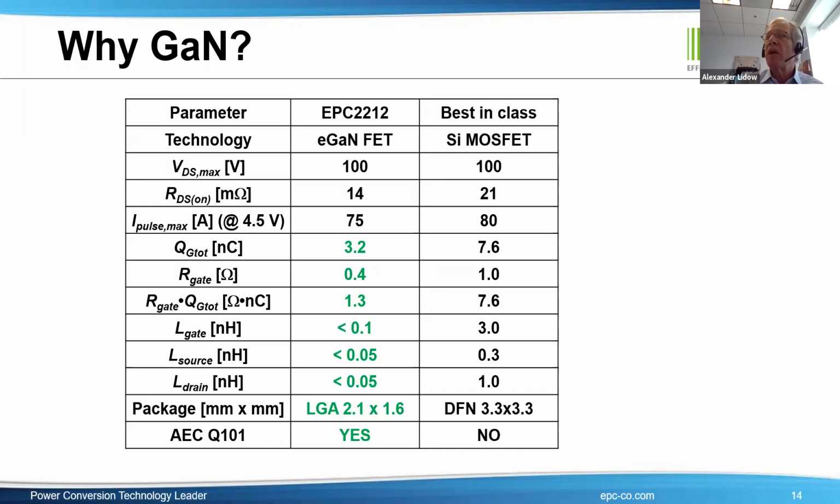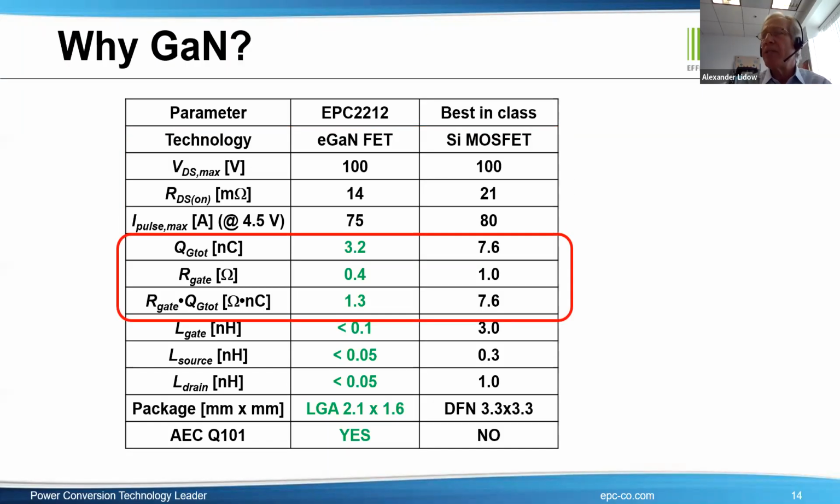So here's a comparison. The alternate technology is a silicon MOSFET. And here we'll take two devices, and it's best-in-class silicon MOSFET against a modern eGaN FET. We picked 100 volts. I'll explain why voltage is important. Sometimes you can do lower voltages. Sometimes you need higher voltages, but 100 volts is the most common voltage used today. You can see that the on resistance of the eGaN FET is a little lower, but the pulse current capability is about the same. So these are comparable devices, comparable as you can get between two very different technologies.